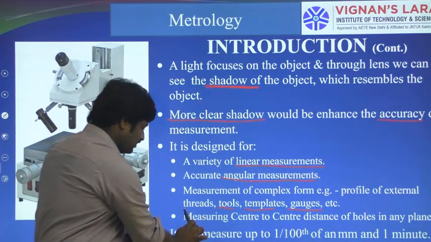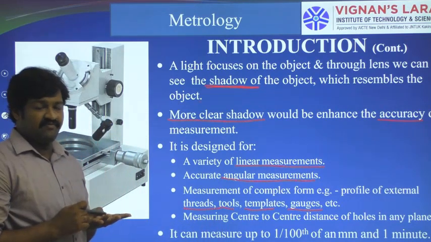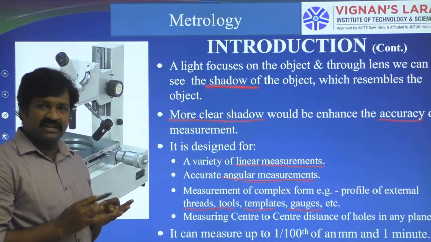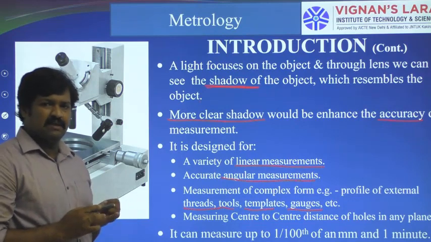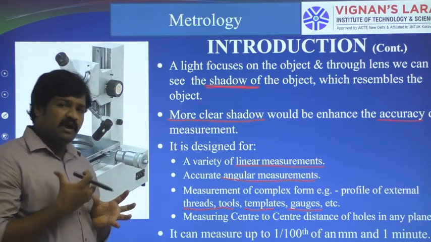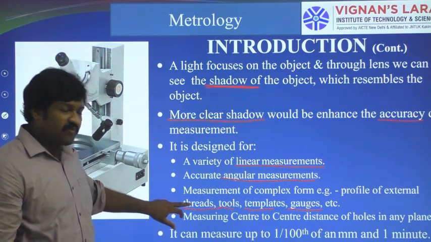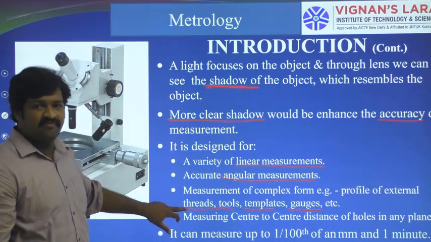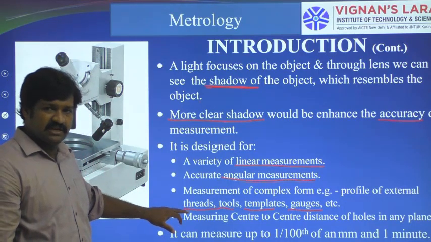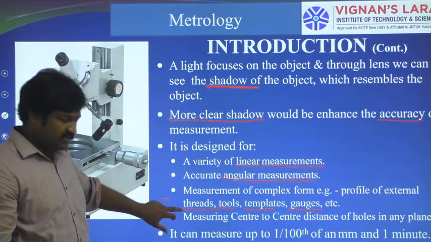So profile of external threads. As we know, there are various types of threads, for example V thread, square thread, buttress, ACME. Like that, we have different forms of threads. Depending upon the application, we need to use various forms. So to identify the profile of an external thread, it means the form, whether it is a V thread or square thread or ACME, buttress, we need this for identification of threads.